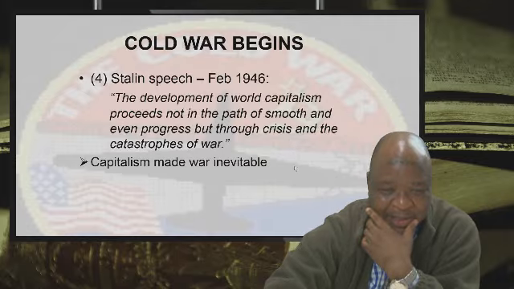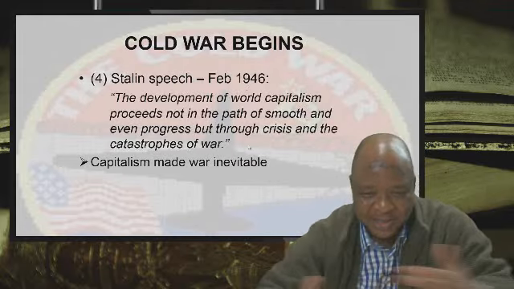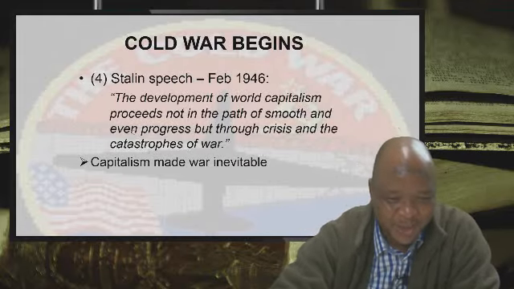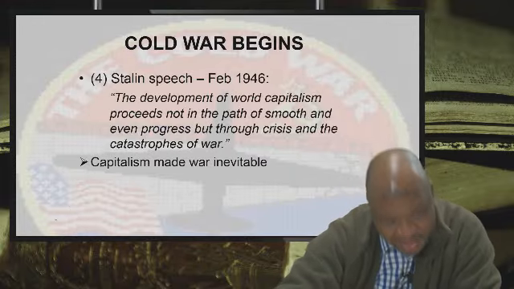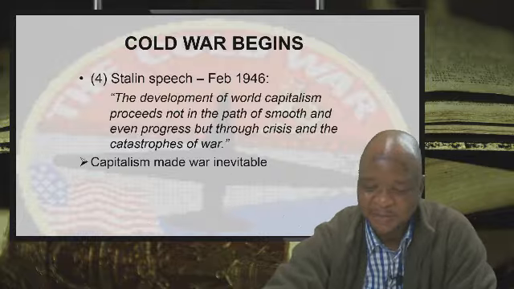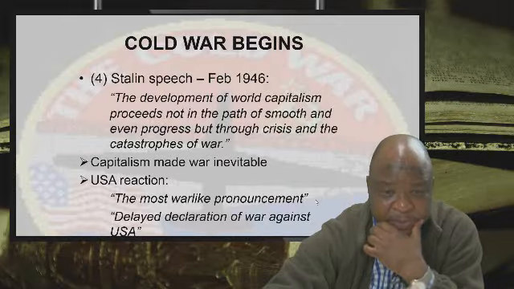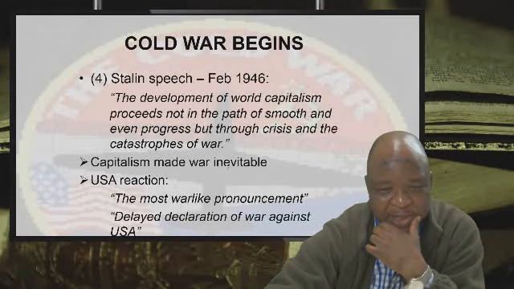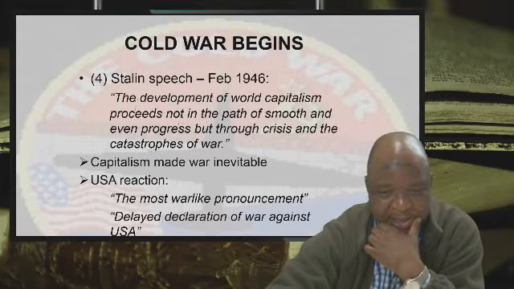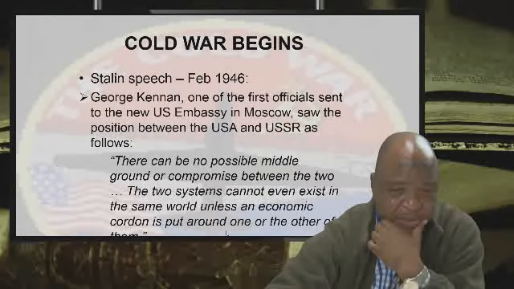So capitalism made war inevitable. So the Cold War, you can see, now starts, because he's saying as long as there is capitalism, war is unavoidable. War between the USA and the USSR is unavoidable, because these are the two countries representing two different ideologies. And then this is the speech by Stalin. It continues, and then the reaction of the USA. Immediately the USA said this speech that was made by Stalin is like a declaration of war, and obviously the USA was going to respond.